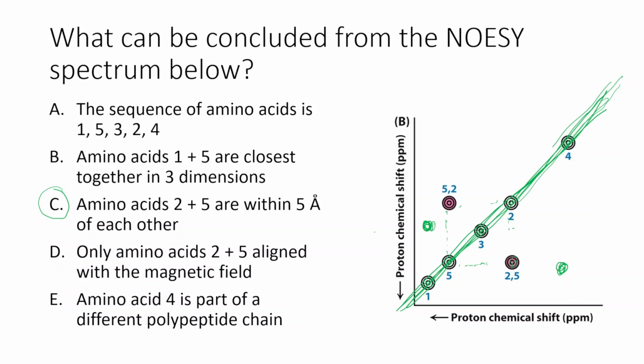NOESY itself doesn't tell you that. NOESY tells you about the interactions between pairs of them. And you're not going to be able to make predictions of which ones will hairpin based on just looking at this, right? All you can say is that they're close together.